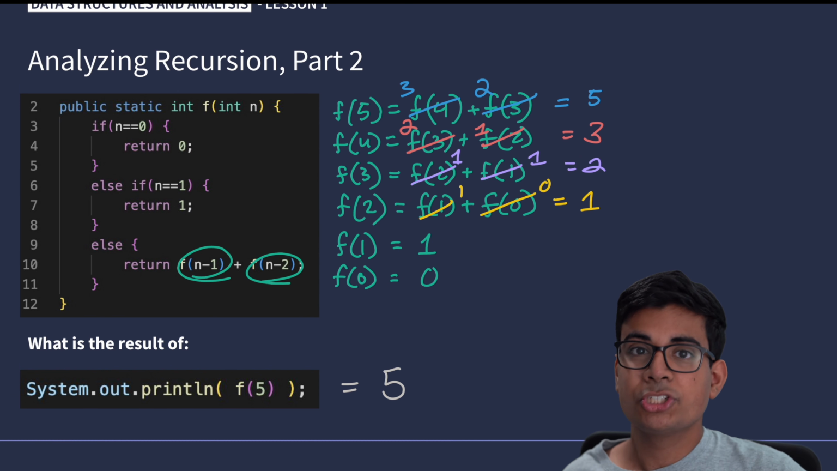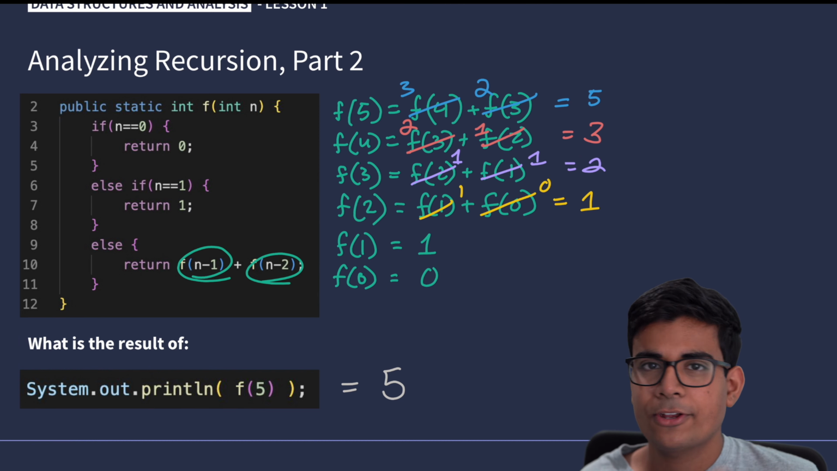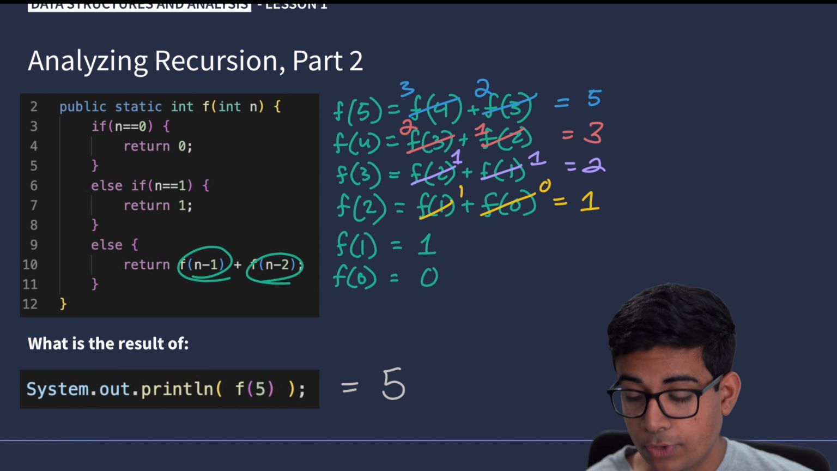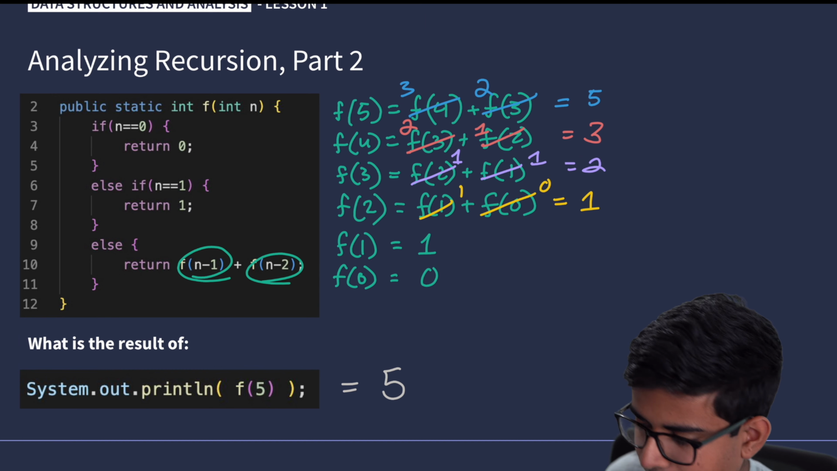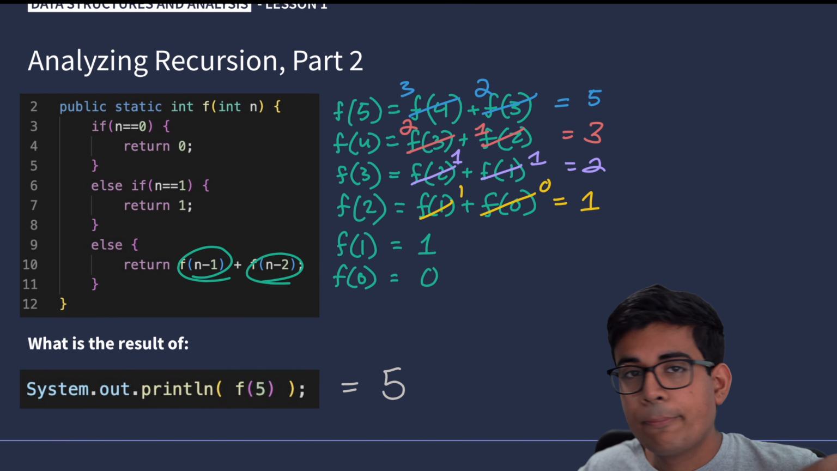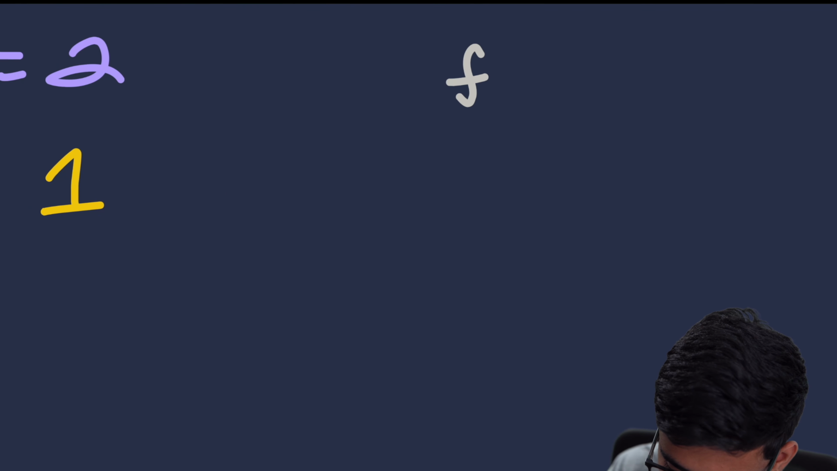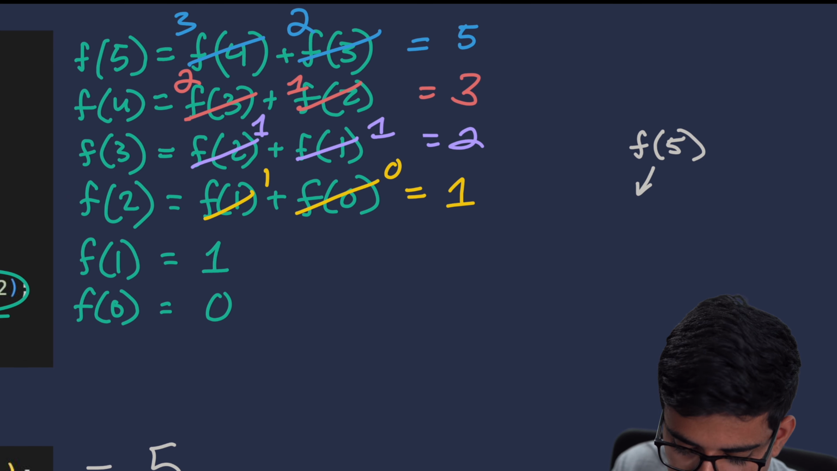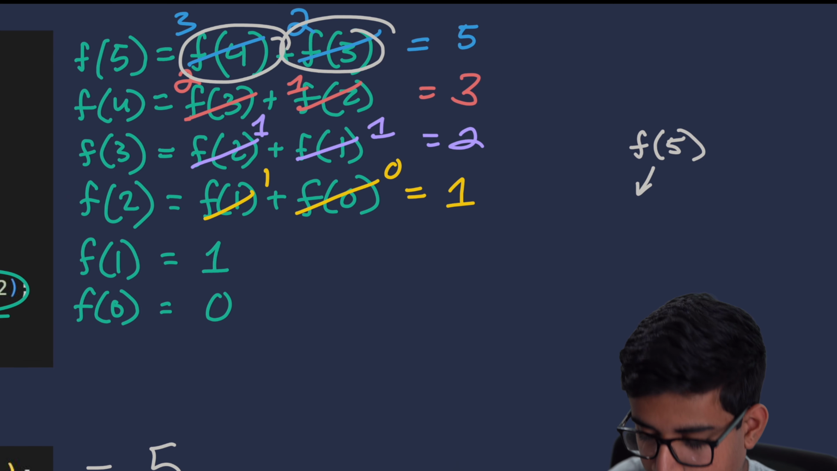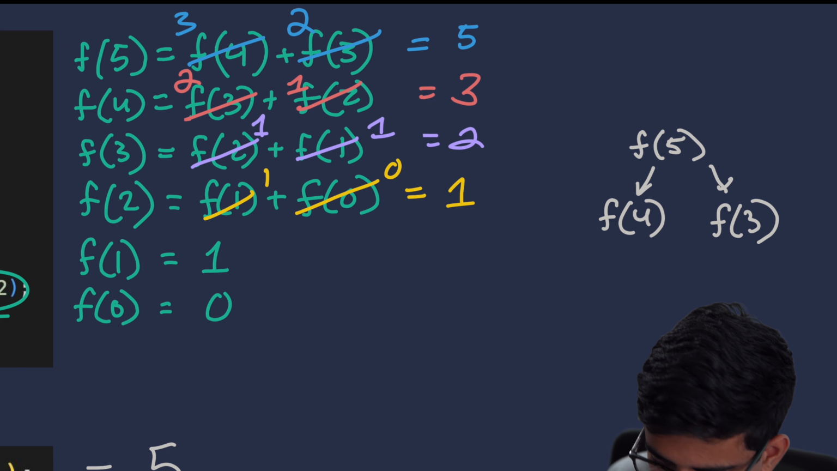Now, another interesting thing to look at here, and this is going to be much more important when we get to actually analyzing recursion using time complexity, like figuring out how much time it takes to actually run this kind of stuff, is to look at this with branches, like a tree structure. So if we call f of 5, what does f of 5 actually end up calling? Well, f of 5 ends up calling f of 4 and f of 3. It calls these two things.